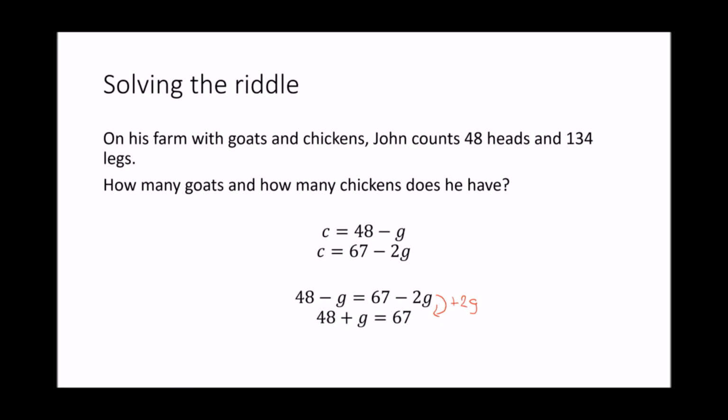And then to find only G, we have to get rid of that 48. So we do minus 48 on both sides. And we see that G equals 19. It is now easy to find C because we know that C equals 48 minus G. So C equals 48 minus 19, which is 29. And we can conclude that John has 19 goats and 29 chickens.